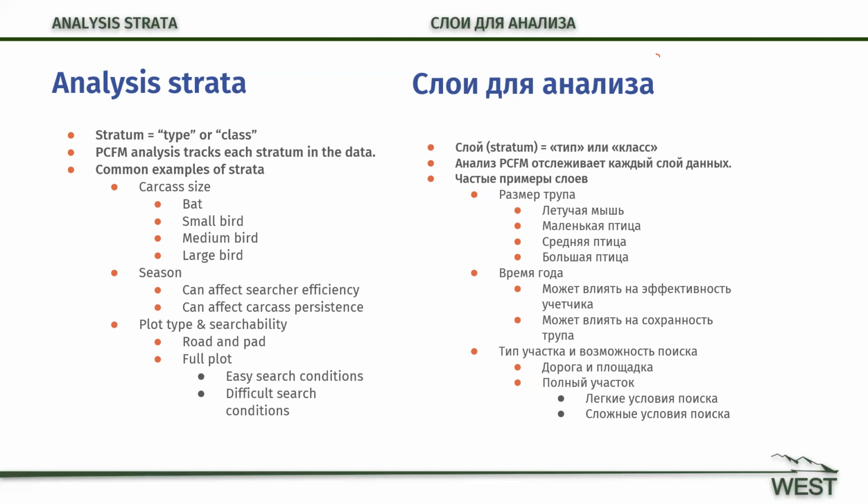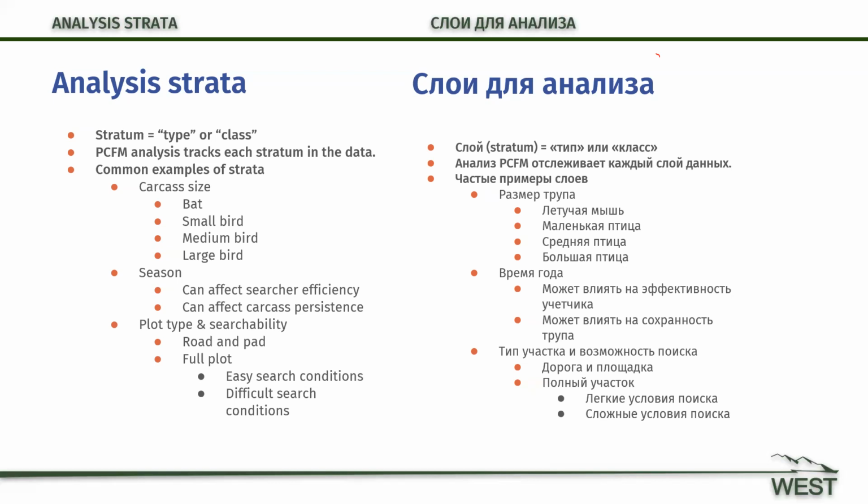Common examples of stratification that occur in the data are carcass size. And we typically recognize 4 carcass sizes. There are bats, small birds, medium birds, and large birds. Carcass size influences detectability. Searchers find large things more easily than they find small things, but carcass size also influences the carcass removal rates. Scavengers are typically more inclined to remove bats than birds, and more inclined to remove small birds than large birds. So all of these things are different, and the detection probabilities for those types of carcasses are different.